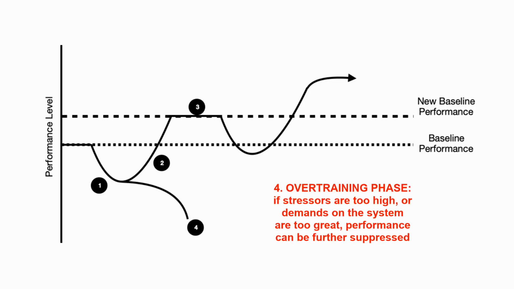Now, the GAS theory also has a 4th phase, and this is the overtraining phase. If the training or the life stresses that we encounter are too high and we can't move through that period of recovery, then our performance can be decreased even further. And ultimately, we end up overtraining, we might get an injury, we might get an overload injury, and that's not what we want, right? So we have to make sure that we're giving ourselves appropriate rest.